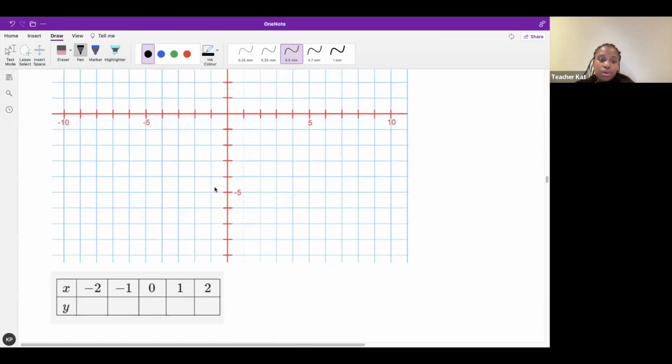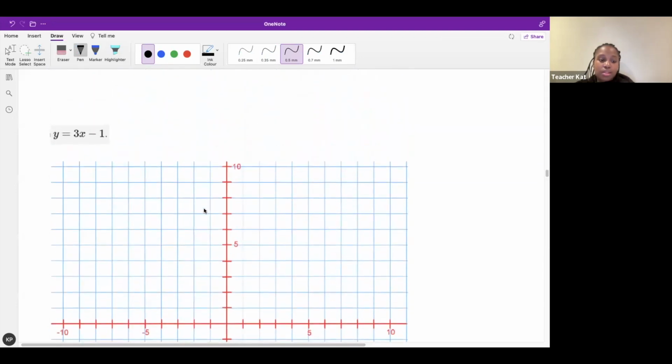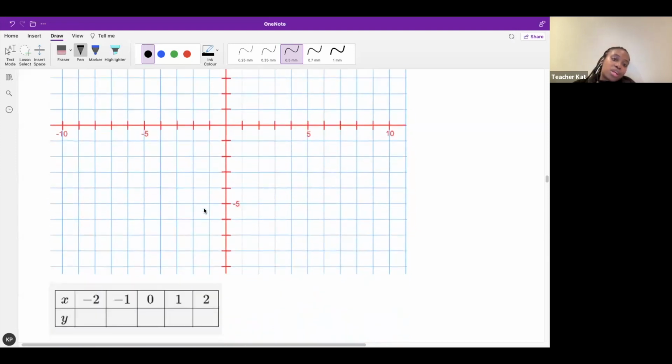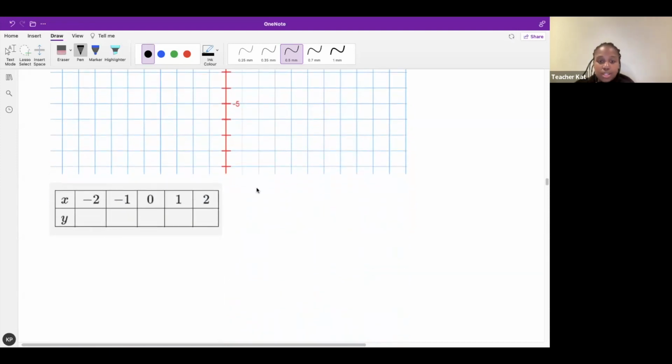Okay, once again, we're drawing graphs, and I am not sure why my table is at the bottom. Y is equal to 3x minus 1. I'm going to write it next to here. Just based on this, firstly, is it a linear graph? Yes, it is. This is a linear graph.